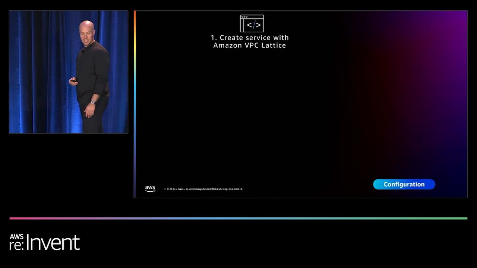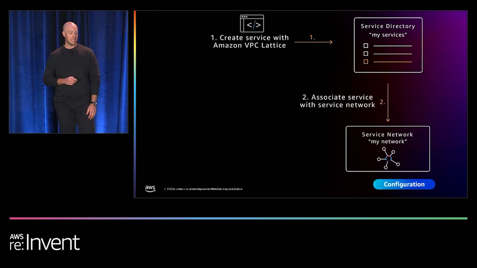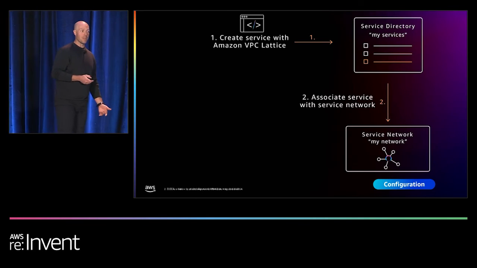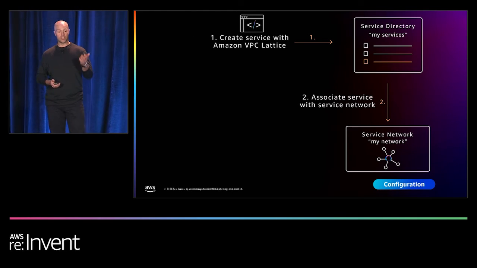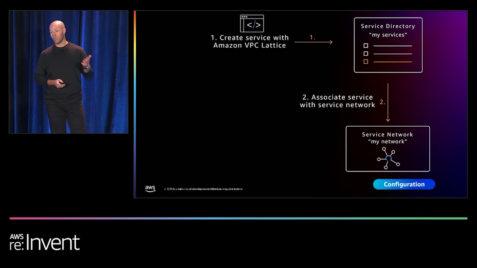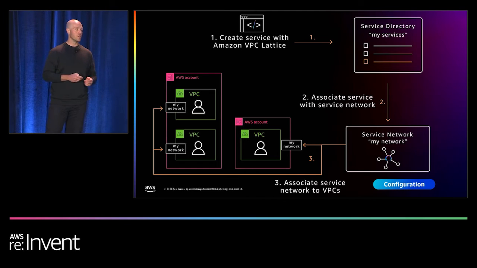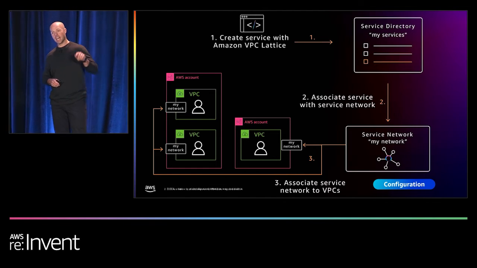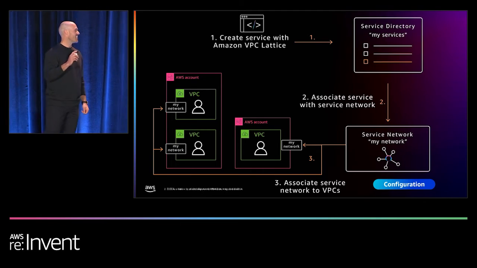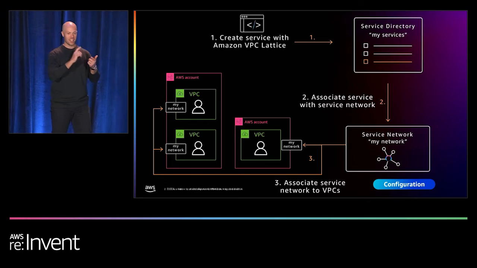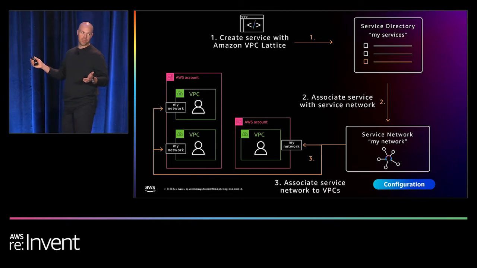So you create the service. At that point, it will show up in that account's local service directory. If your admin has already shared a service network with you, or you have created one yourself, you can associate that service that you just created with the service network, and then associate the service network to the VPCs. That's the action that basically turns on the network connectivity and the service discovery, where you can get going.